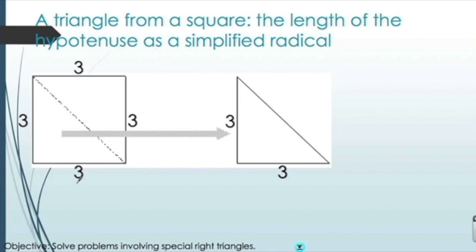All right, so a triangle from a square. The length of the hypotenuse as a simplified radical. So this is what we're working on now. These are essentially isosceles right triangles. So that means that we have, since it came from a square, we know this is a 90-degree angle. And if both of those side lengths are the same, that means that these angles are the same. So if these two angles are congruent, what are their measures?